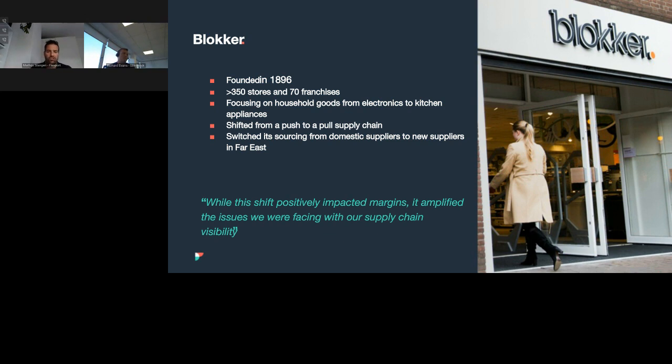And what they've done is they have actually shifted from a push to a pull supply chain, right, which is a big thing. This is not something that you do overnight, and you do have to make sure that your systems are ready for that. If you look back to the pull that we just saw, one of the biggest issues there is changes in demand that couldn't be managed properly, which was the number one outcome. That's exactly what you need to manage if you want to go from a push to pull supply chain. That's absolutely necessary. On the other hand, they switched their sourcing from predominantly domestic suppliers to new suppliers in the Far East Asia.